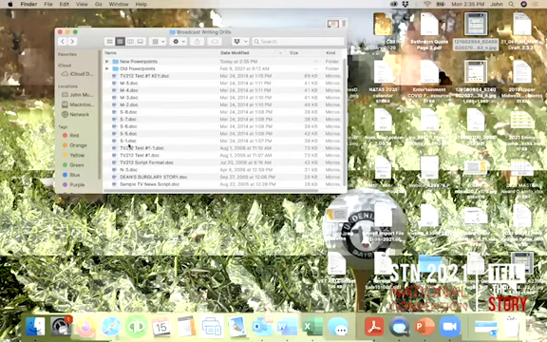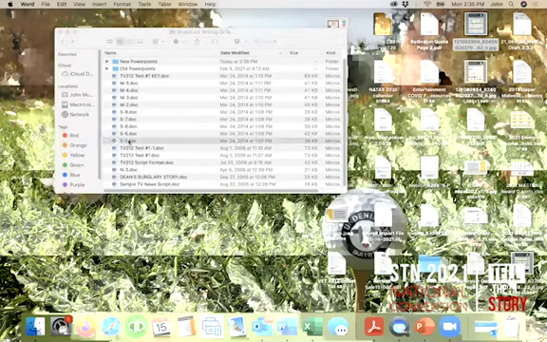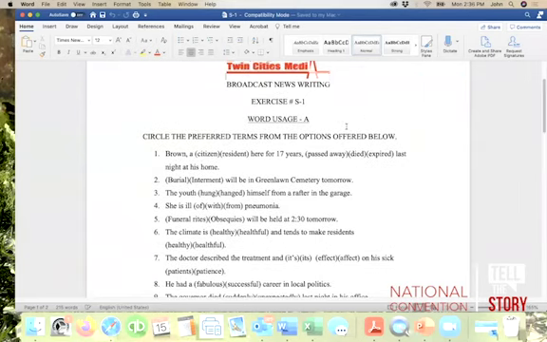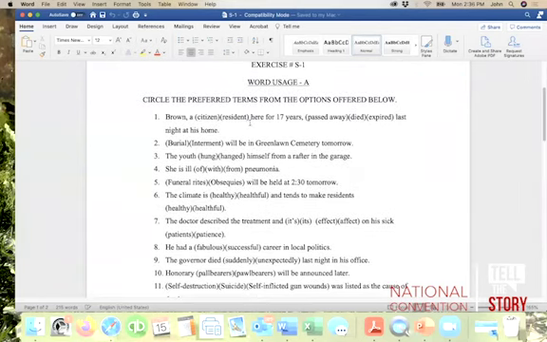But I just want to show you some exercises that I used. So, word usage. This is from the style section. Circle the preferred terms for the options below. Brown, a citizen or a resident here for 17 years. Which word would you use? Resident. I don't even like using that word. I would say Brown, who lived here for 17 years, because I like to write conversational. Passed away, died, or expired. He died.